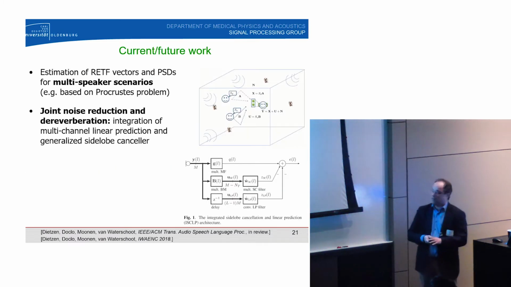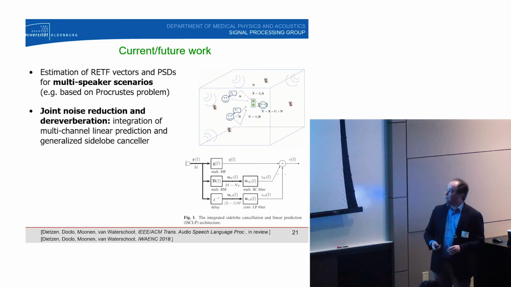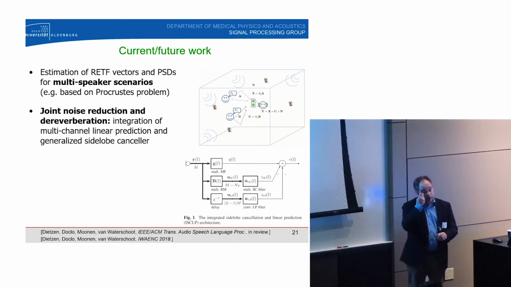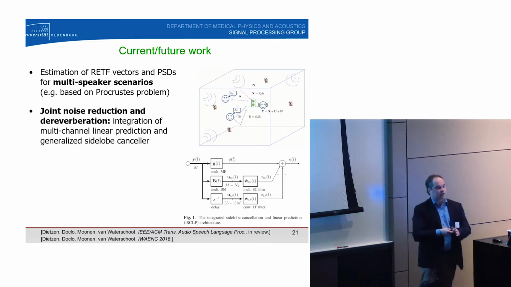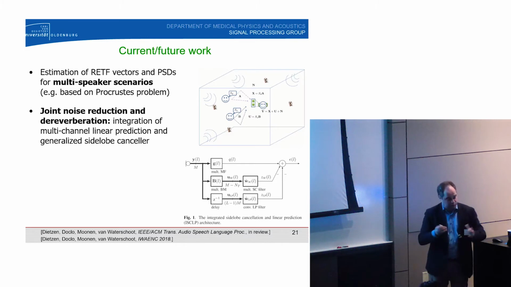Okay, so what can still be done in this work, this first part of the talk? Of course, I only focused on the single speaker. So what we're also working on now is extending these procedures for estimating different RTFs for multiple speaker scenarios, where in other work, people were only able to estimate the subspace of these RTFs, which is not sufficient. But there's now a paper under review where we try to estimate these different RTFs separately.